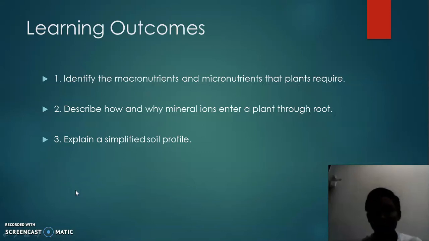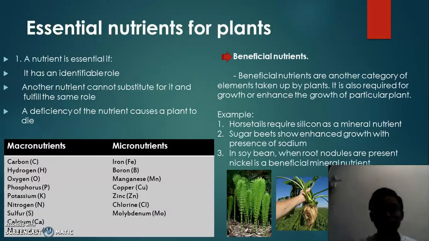Okay, first, learning outcomes. The first learning outcome that we can get is to identify the macronutrients and micronutrients the plants require. Second one is to describe how and why mineral ions enter a plant through the root. And the last one is to explain a simplified soil profile. Then, essential nutrients for plants.